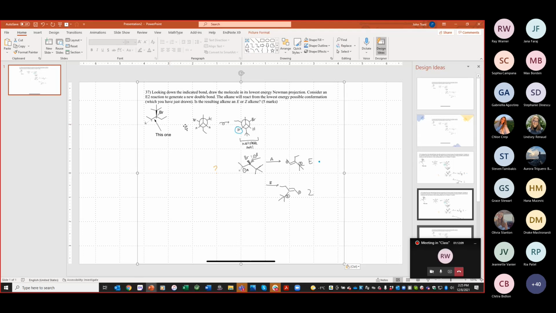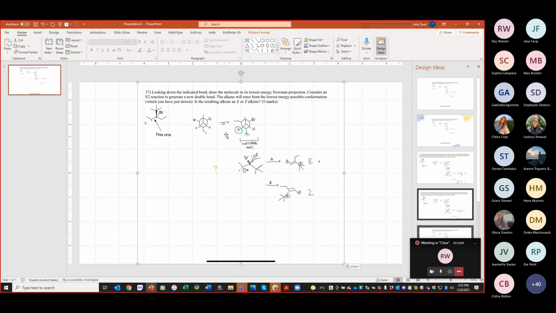Okay, so front carbon, methyl up, 2 hydrogens, back carbon, bromine left hand, tert-butyl right hand, ethyl down. Now, is this the lowest energy projection? No, it's not. The two biggest groups are not opposite each other. They must be, so we have to rotate. In this case, Melitza rotated the back carbon to give the correct orientation.